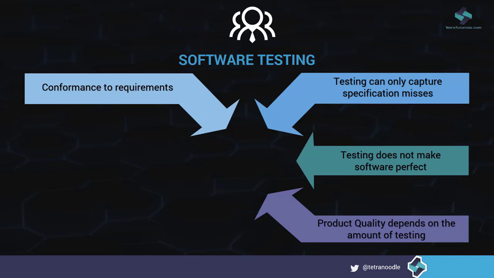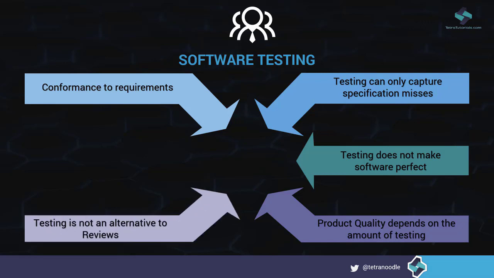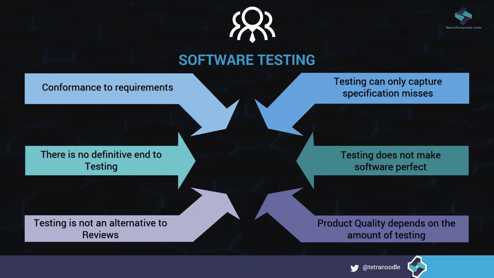Next is the quality of the final product is directly proportional to the amount of testing the software has been put through. That is why well-tested software is of high quality. Testing and reviews are 2 essential components of the software product lifecycle. The review is essential at every stage of the product, but testing is usually performed at the end of a product lifecycle. Fixing a bug during testing is more expensive than finding a defect during a review. Another important perspective on testing is that there is no definitive end to testing.